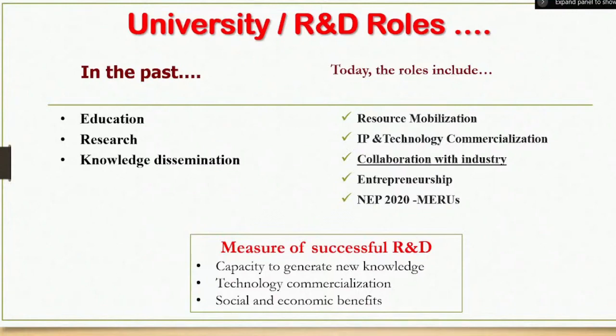Another important parameter is collaboration with industry. In the olden days, there were not many internships and industry-academic collaborations. Today, every institute has to collaborate with industry so that students are exposed to the latest technologies, and industry also sponsors research, by which universities can mobilize resources and become self-sufficient and self-sustainable. So collaboration with industry is of utmost importance in the current generation.